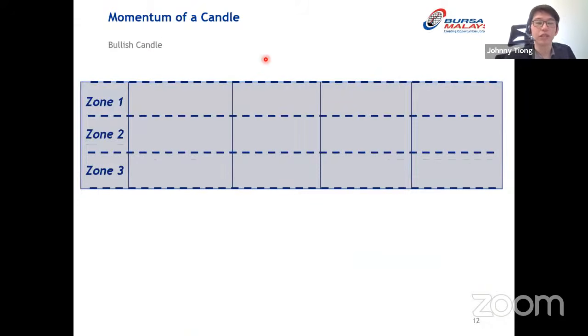Now we understand the bullish and the bearish, and then the momentum of the candle. I'm going to talk through the illustration here. I have 4 examples. We have zone 1, zone 2 and zone 3. Remember, zone 1 is buyers in control, zone 2 is equal strength, and zone 3 is the sellers in control. So we look at the first example.